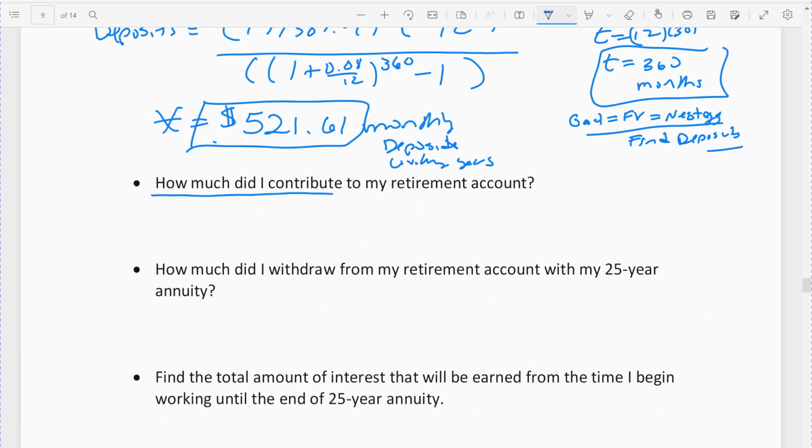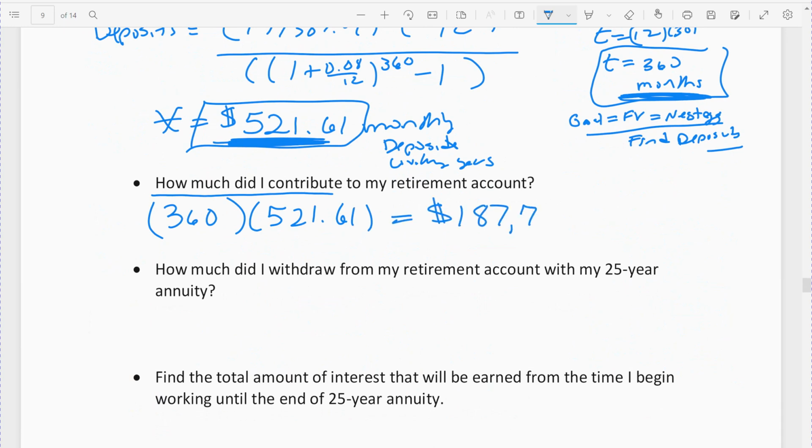Well, my out-of-pocket money was this deposit over 360 months. Right? So for 360 months, I deposited $521.61. So for a total of $187,779.60. So that's actually how much I deposited.